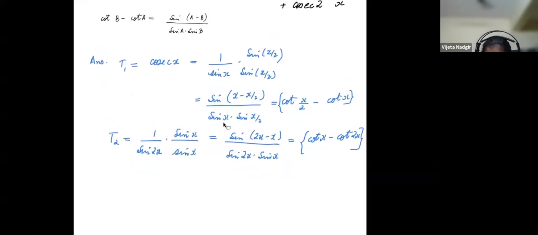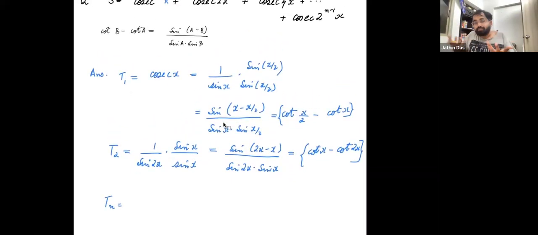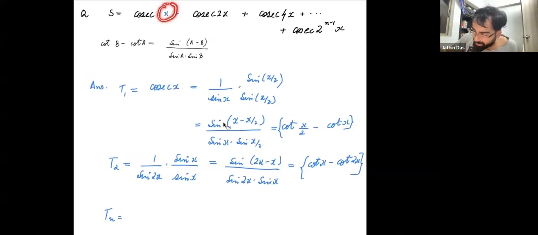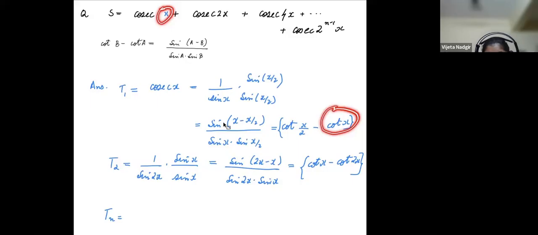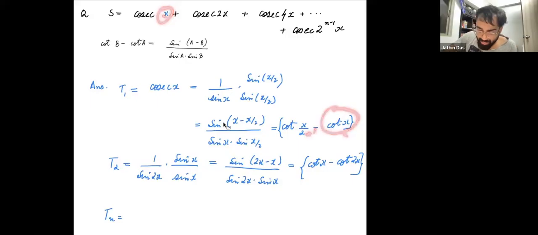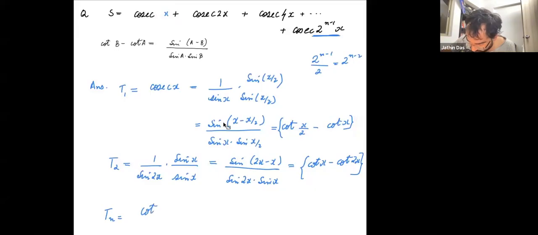Okay. Listen, the nth term. You have to create an imagination in your mind. Basically it is cot of half of this angle minus the original angle. Half of this angle minus the original angle. So what is again half of this? 2 raised to n minus 1 by 2, 2 raised to n minus 2 will come. So cot of 2 raised to n minus 2 x minus cot of the original angle will be.